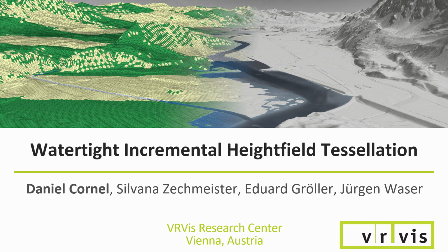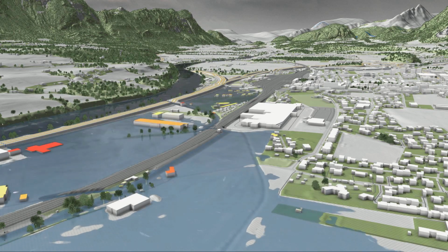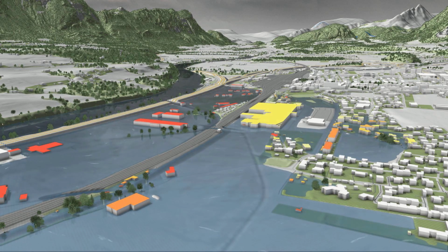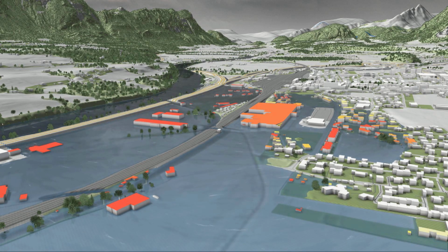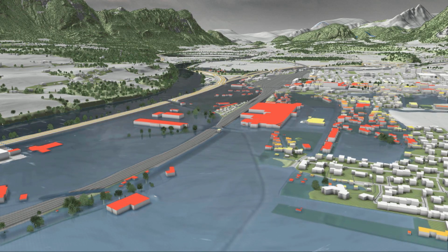Hi, I'm Cornel, and together with my colleagues I've been working on a method for watertight incremental heightfield tessellation. Heightfield tessellation is the process of creating a triangular surface that approximates a given height field. This is a well-researched topic, especially its application for terrain rendering, but the efficient tessellation of dynamic height fields, like the output of a flood simulation, remains very challenging.